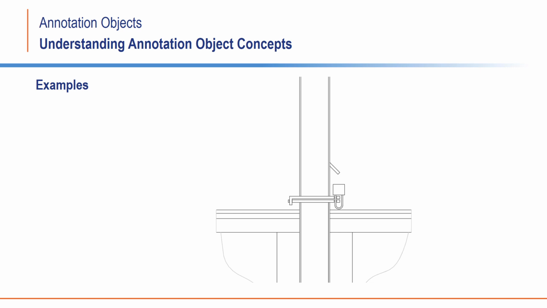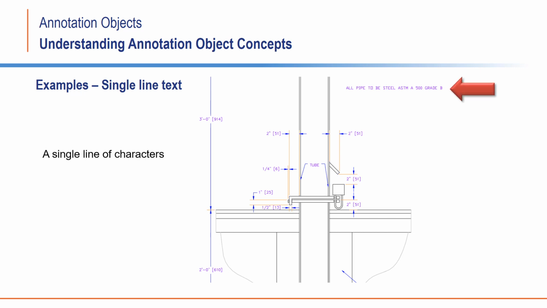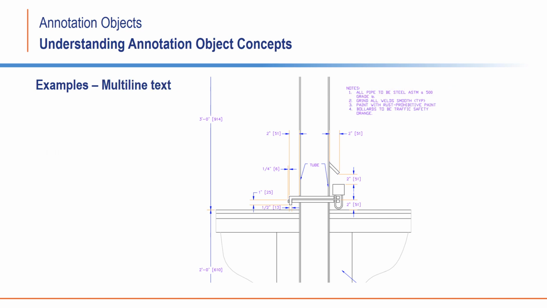For example, after creating a drawing, you will typically add dimensions to indicate the size of the objects you have drawn. You also add text to provide additional information about those objects. Text can consist of a single line of characters, single line text, or multiple lines and paragraphs, multi-line text.